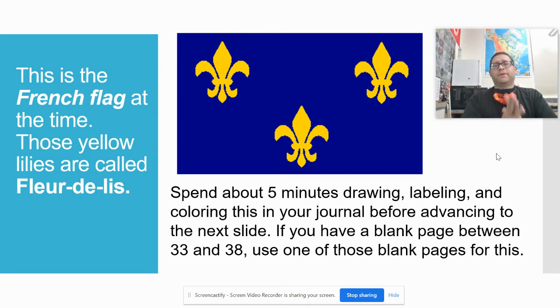So I want you to go ahead and pause, spend about 5 minutes drawing, labeling, and coloring this, and then continue on. Do that here on this page. If you have about half a page of room, you're going to need about half a page to do this, or just go back to any of the blank pages before 38. If you have any blank pages before 38, go ahead and do that on there, and just title that page French flag, and you'll be able to update that in your table of contents later. But let's go on to the next slide.